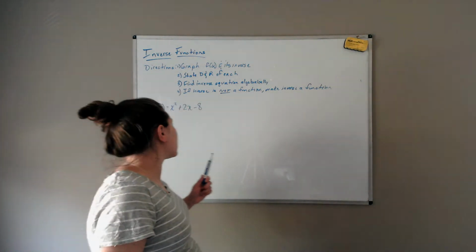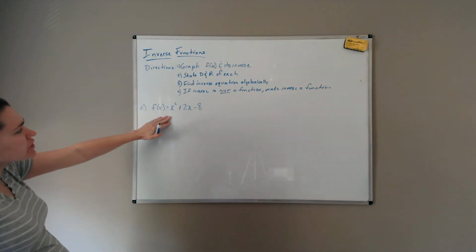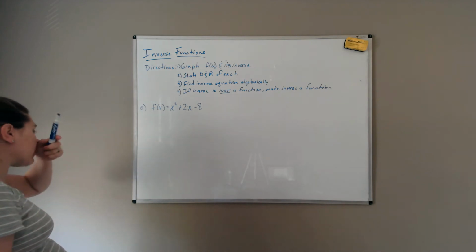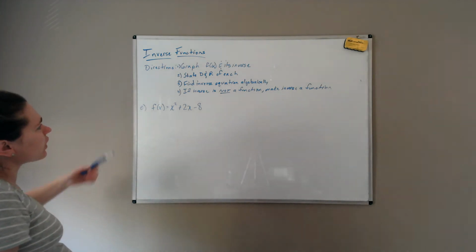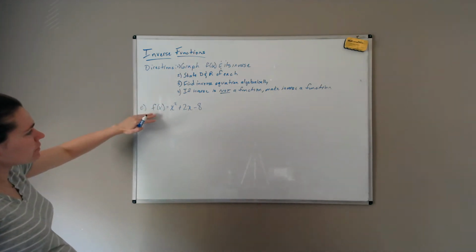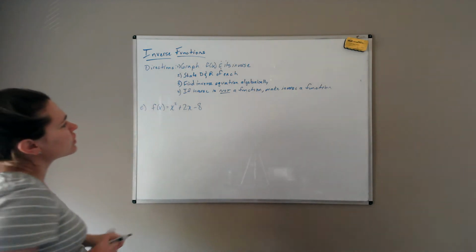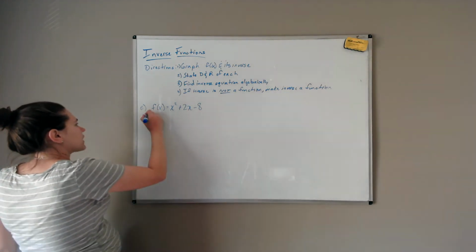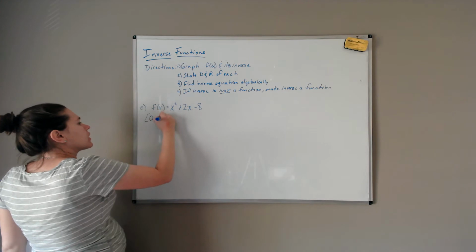So f of x equals x squared plus 2x minus 8. What we're going to want to do here is find, same directions, except there's a problem here. You should notice right away what type of function f of x is. This is a quadratic, okay?